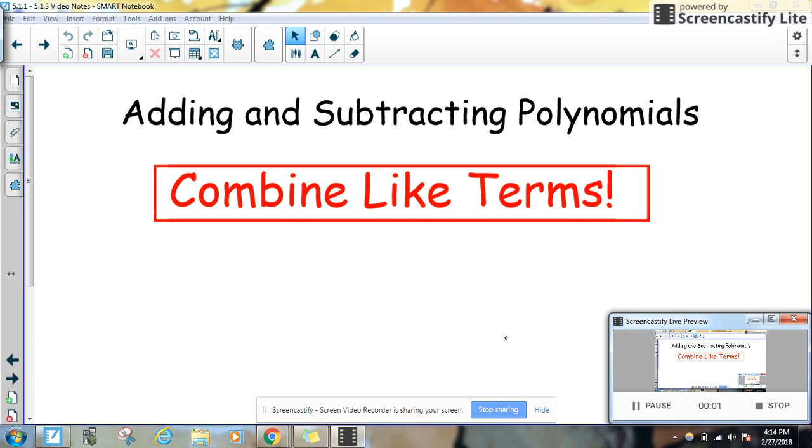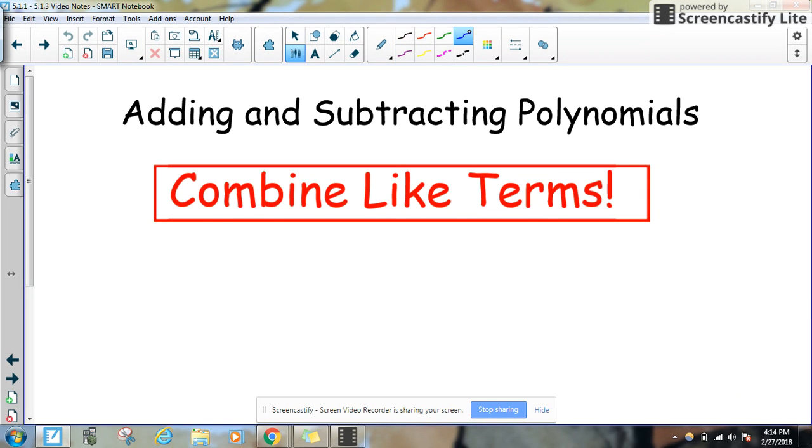Hey, Algebra 1, Mr. Schachter here to talk to you about adding and subtracting polynomials. All you got to do when you add and subtract polynomials is combine those like terms.